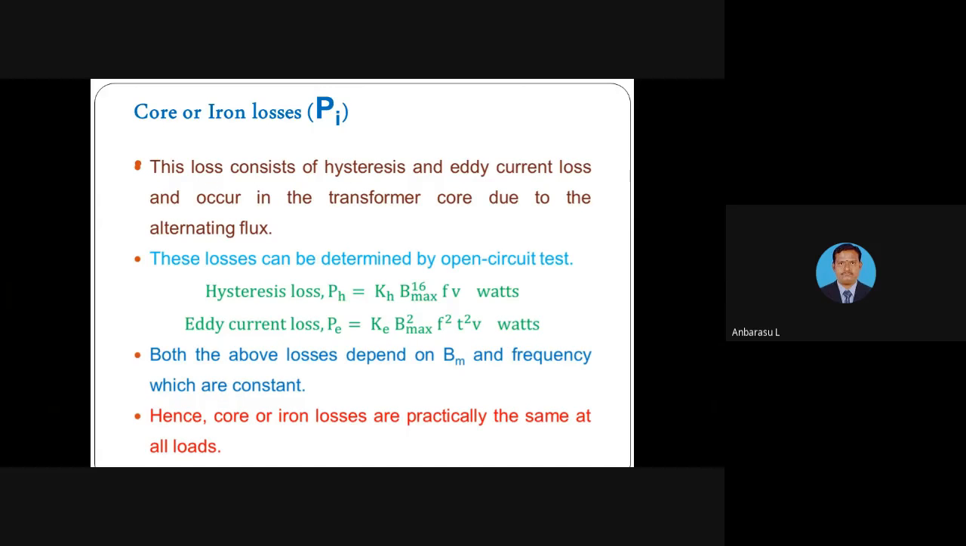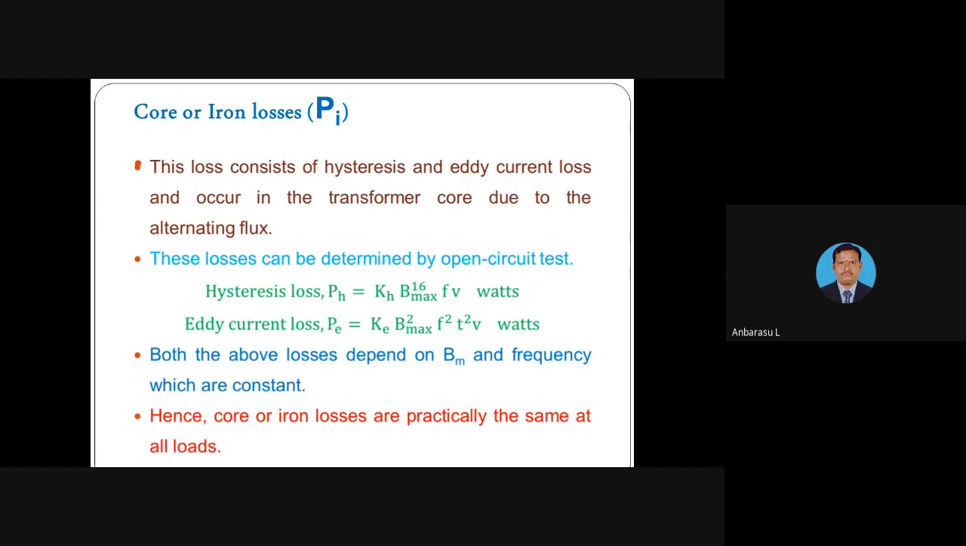First type of losses, core or iron losses. This loss consists of hysteresis and eddy current losses, which occur in the transformer core due to the alternating flux. These core losses can be determined by the open circuit test. The open circuit test is used to determine one of the losses, core or iron losses.